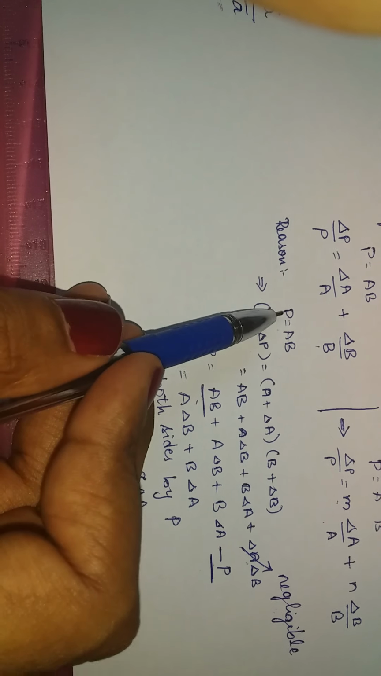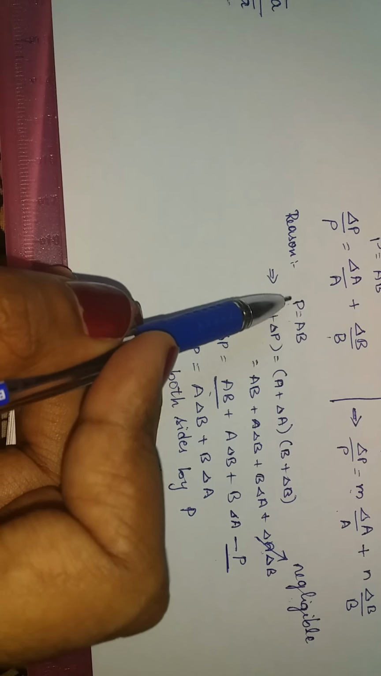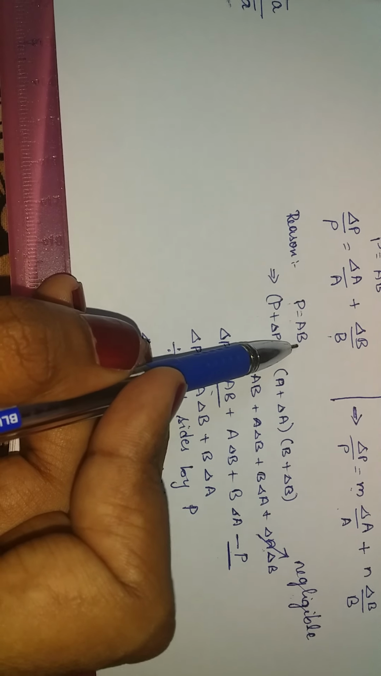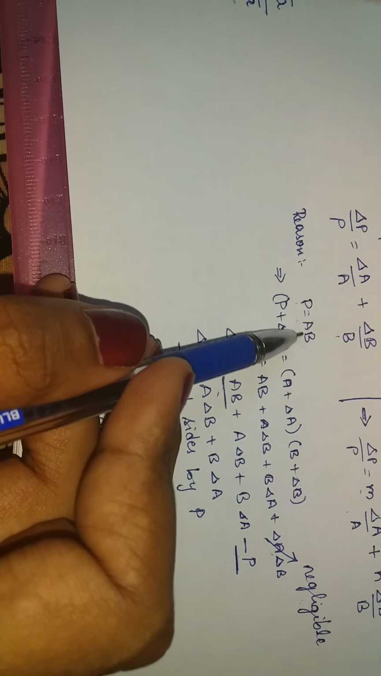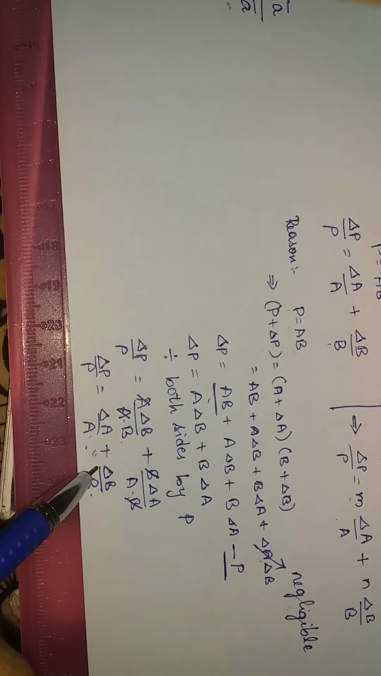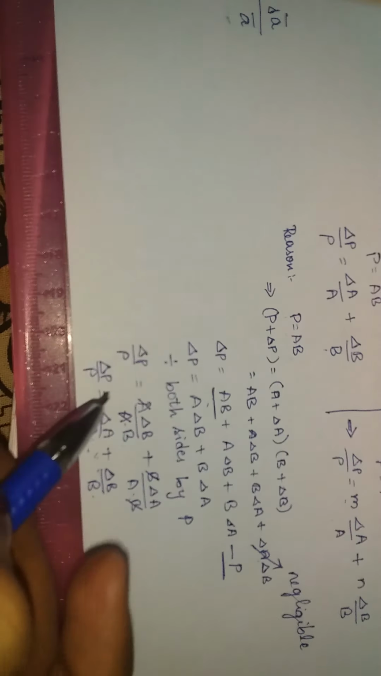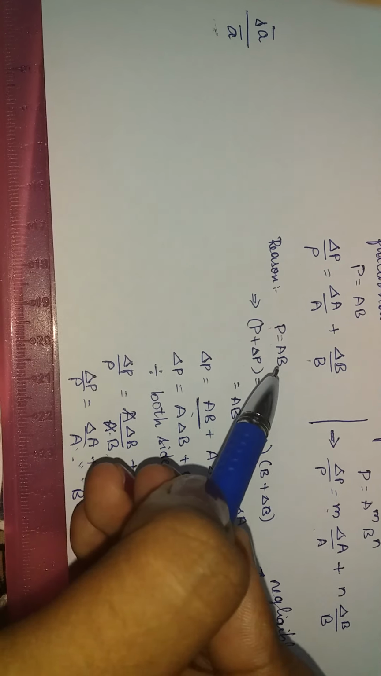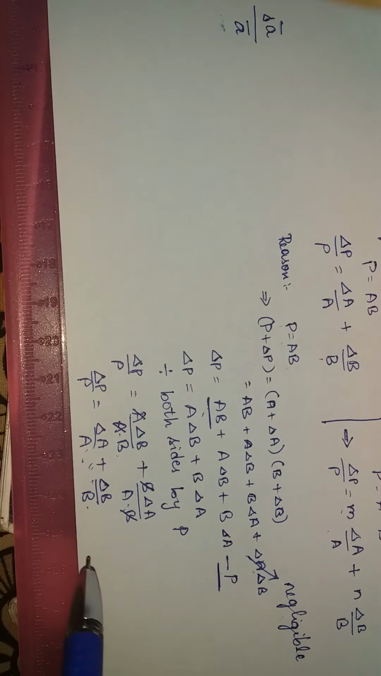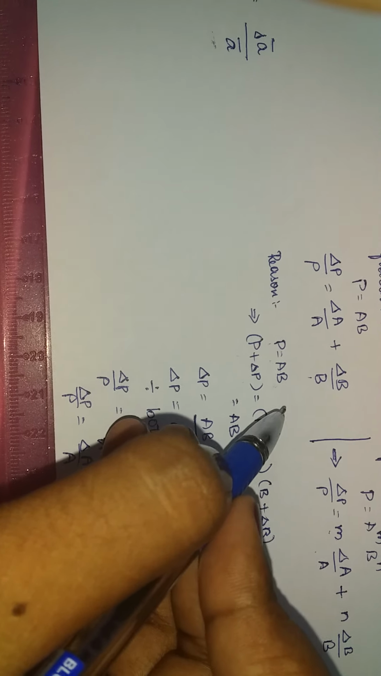This is what you need to find the errors on. If you want to find the fractional error of P when P is AB, then you have to consider fractional errors only. If you want to find the error of P, then you need to consider it in terms of fractional errors only, because P is A multiplied by B.